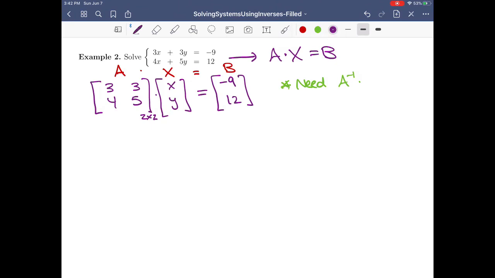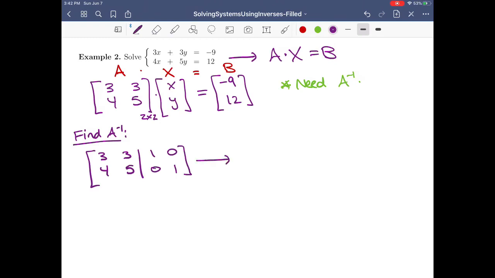So let's find A inverse. I'm going to augment A on one side and the identity of the same size on the other side. Okay, and then I want to row reduce. So I first want to take row 1 and divide it by 3. So I'm going to have 1, 1, 1/3, and 0.